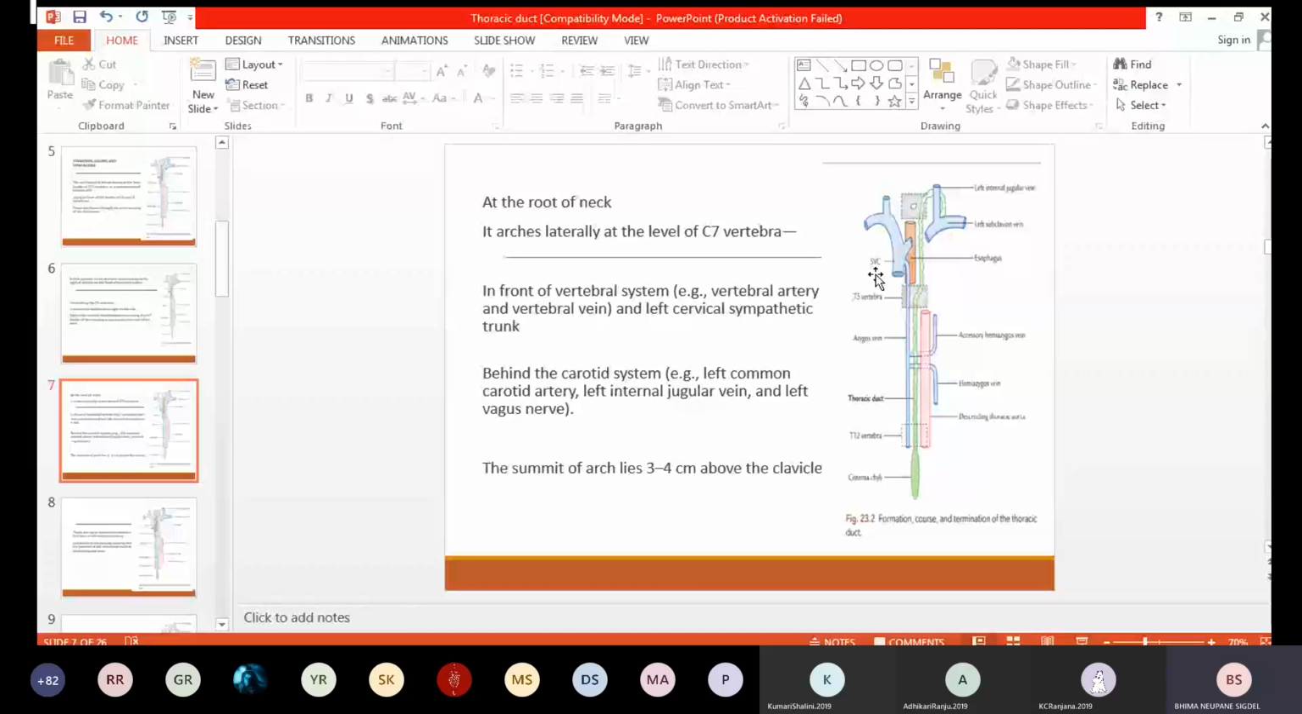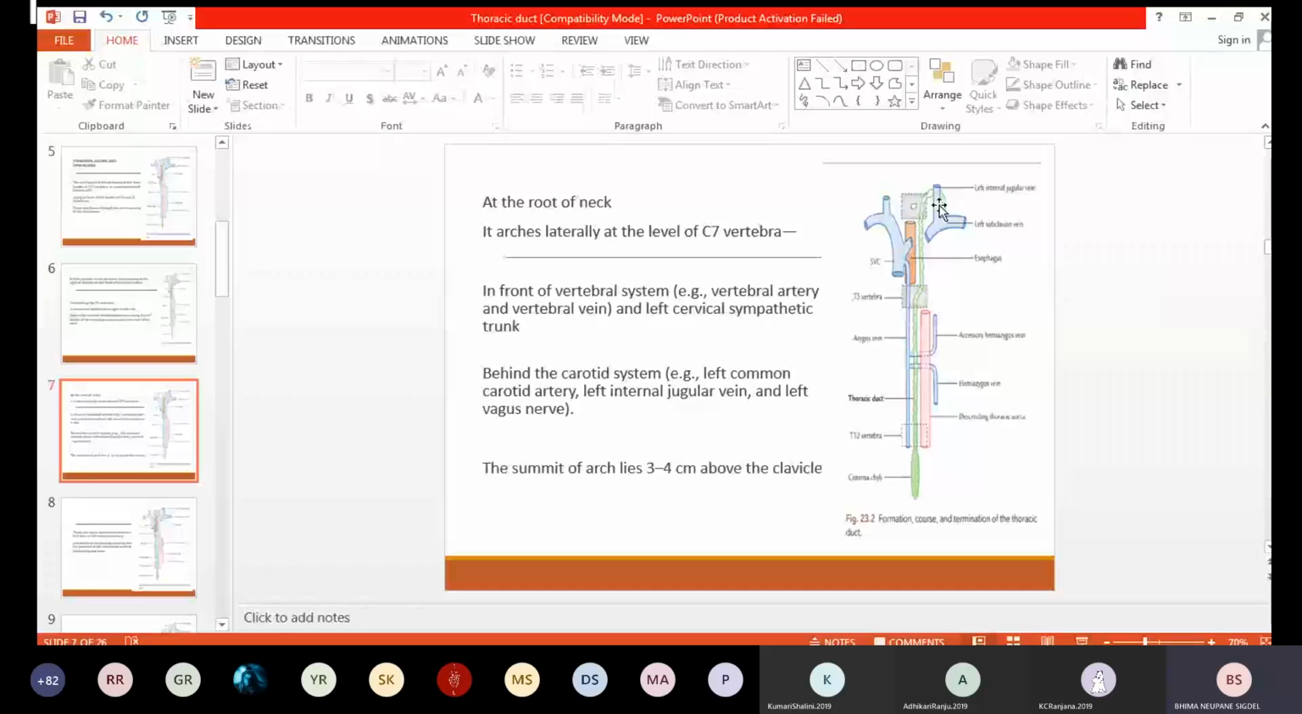5th thoracic vertebra is the second, and the 7th cervical vertebra, okay. So now in the relations, you also have to remember the vertebral artery. That means posteriorly to the thoracic duct in the root of the neck are the vertebral artery and the vertebral vein. Along with that there is the left cervical sympathetic trunk or chain, okay. So that is also posteriorly related now.